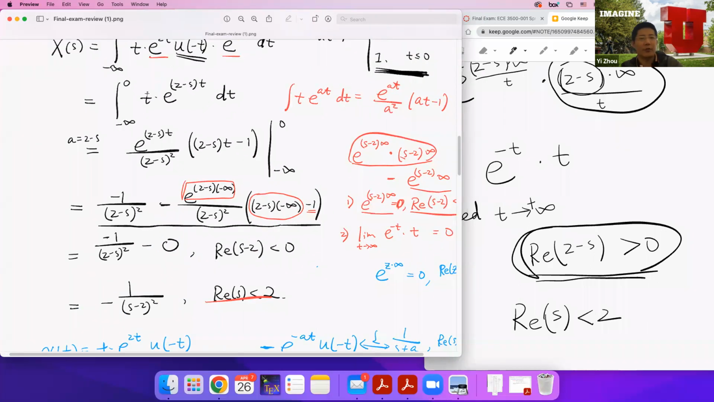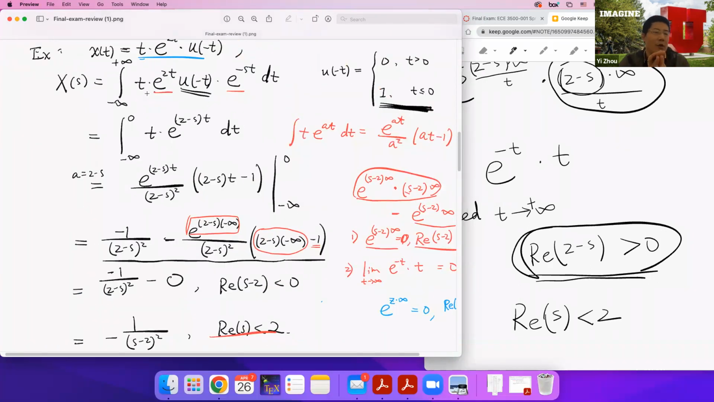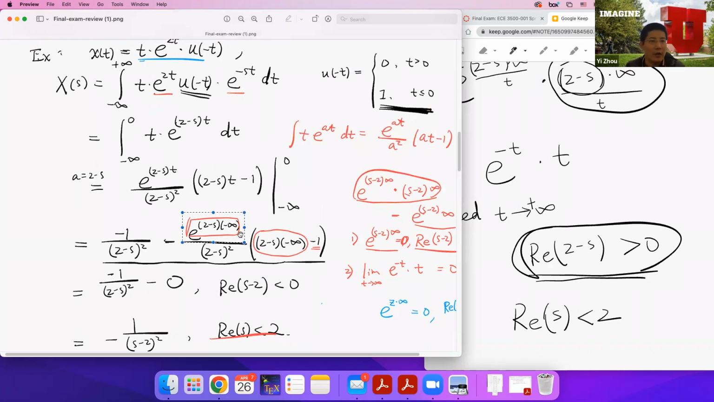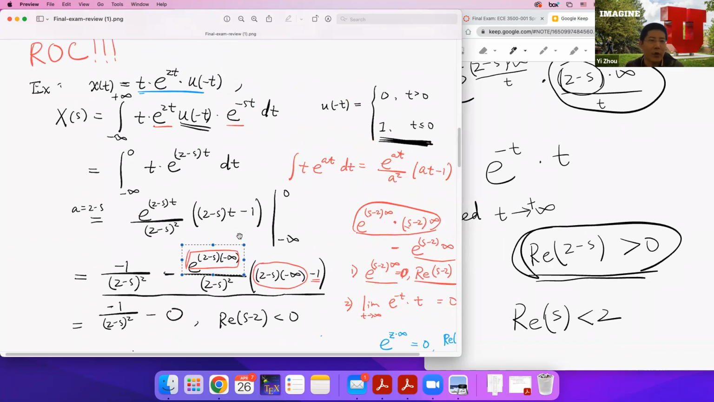Okay, so this is the first approach where we follow the definition of Laplace transform to calculate its Laplace transform and the region of convergence. In this calculation, you need to pay attention to these limits. These terms will lead us to the region of convergence. And this is approach one.